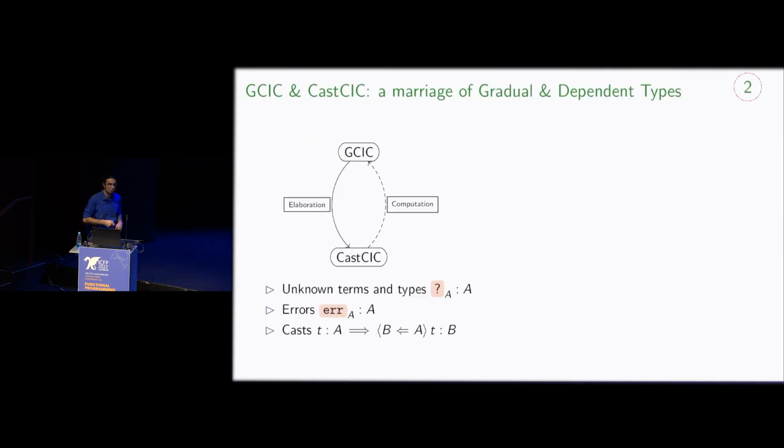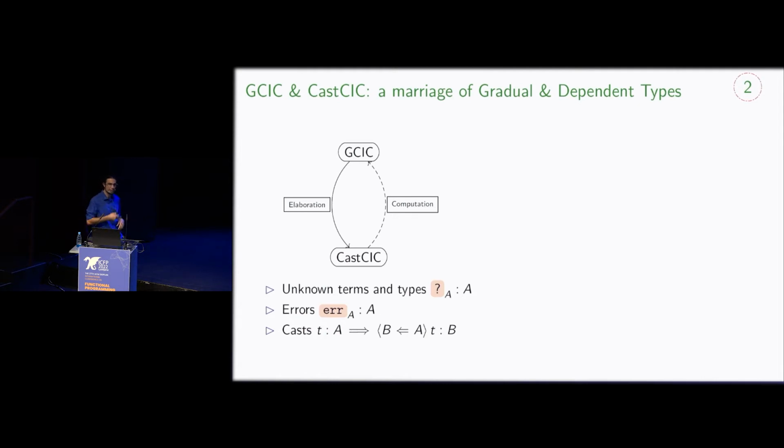Well, we proposed in previous work to separate this language into two sub-languages, a first surface language, which is actually gradual, and a second language, which is a cast calculus. And the gradual language elaborates to the cast calculus, while the cast calculus provides the computational meaning for the gradual language. The cast calculus contains unknown terms and types. Every type is inhabited by unknown terms. Every type is also inhabited by error terms, and we have arbitrary casts between pairs of types.